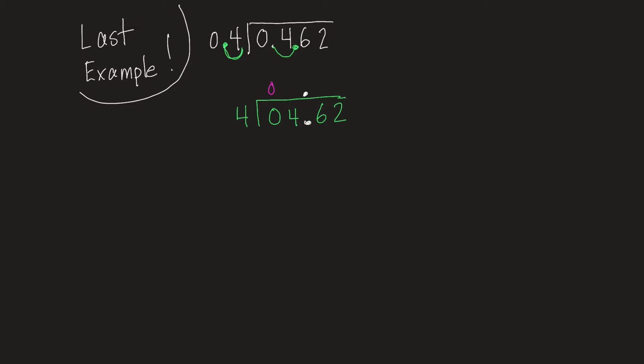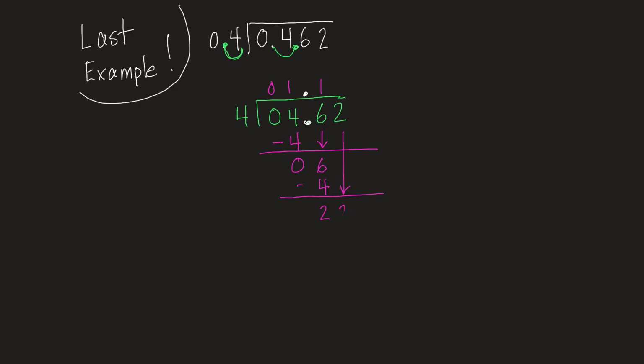So sing your song, can't go wrong. Divide, put your answer up. Multiply, put your answer down. Subtract, put your answer down. That's 0. And then bring another number down. That's 6. Great. Now, how many 4s are in 6? Divide, put your answer up. That's 1. Multiply, put your answer down. Subtract, put your answer down. That's 2. And then bring another number down.